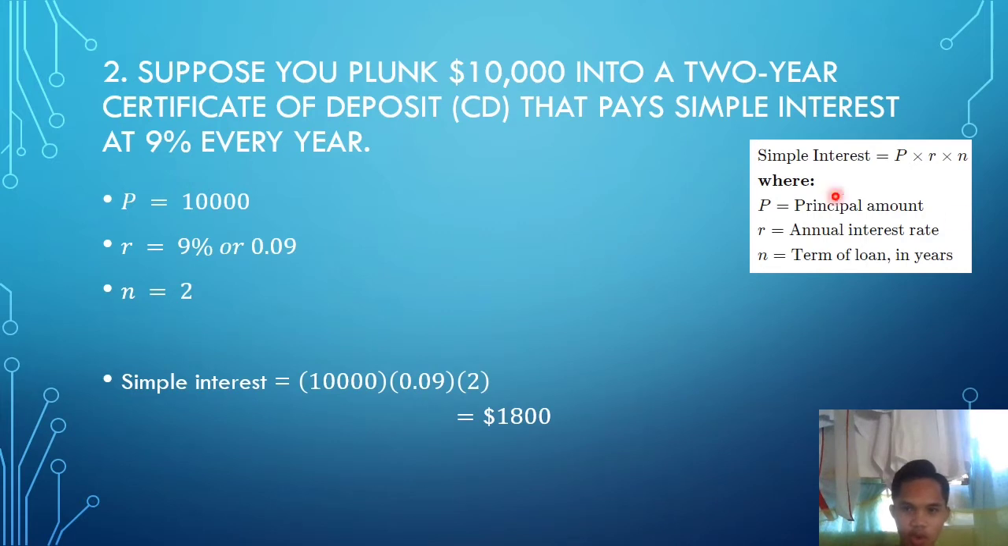So for the first one, we are going to use the simple interest formula since it is a simple interest, and we have identified the variables, and then use the substitution method and the simple interest formula, and simplify it. And we have here that $1,800, which is the interest that you will pay every year.